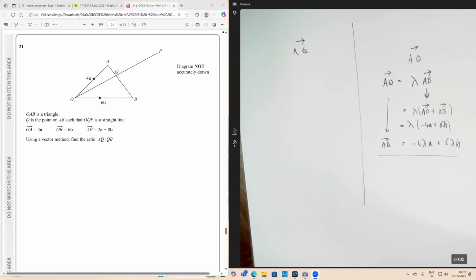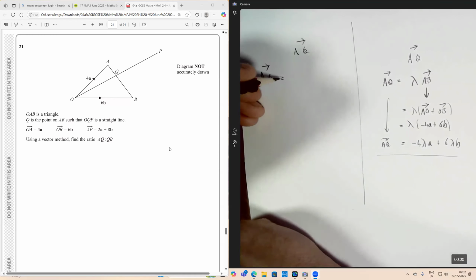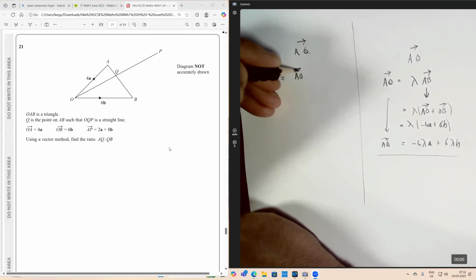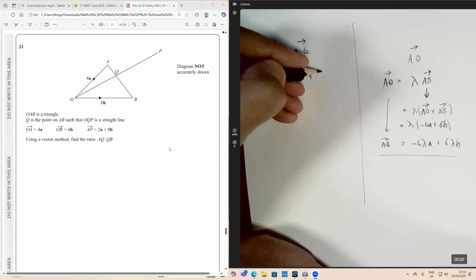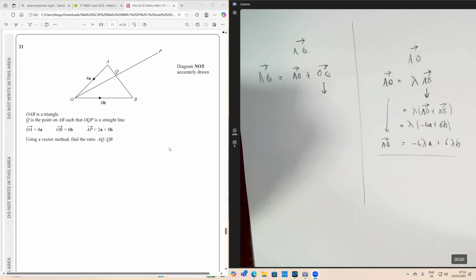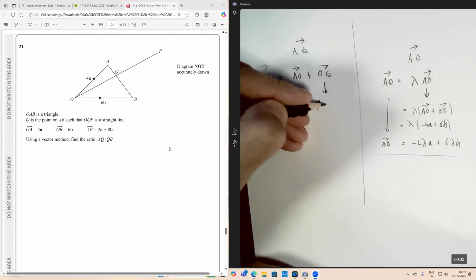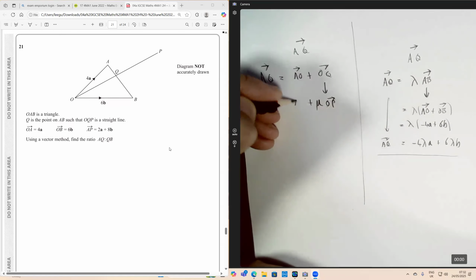For my other route, I'm going to go A to O, and then I'm going to go from O to Q. So my other route from A to Q is going to involve me going from A to O, and then I'm going to go from O to Q. Now, O to Q is some fraction of O to P. I'm going to call that mu of O to P. Okay, so I'm going to have A to O plus mu of O to P.